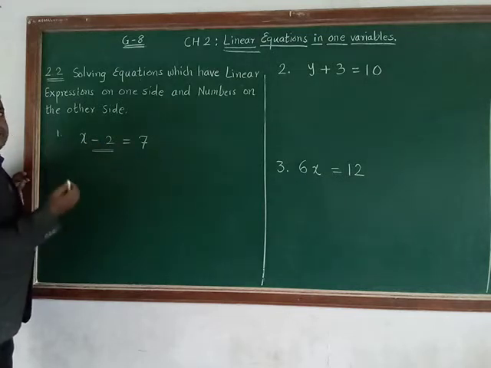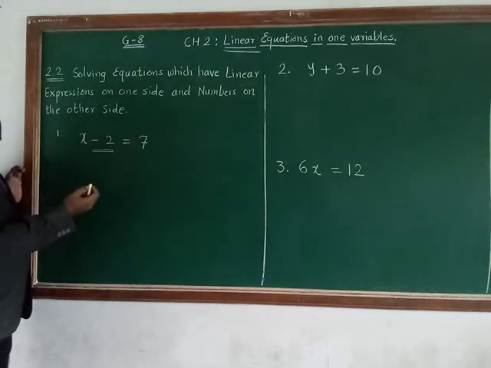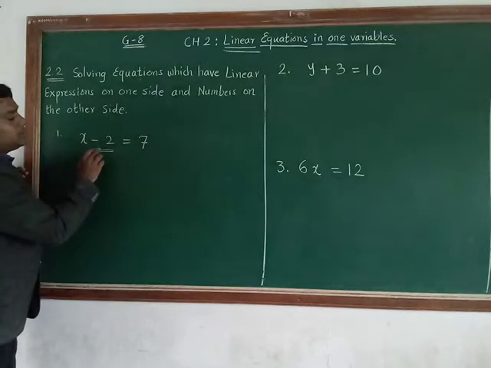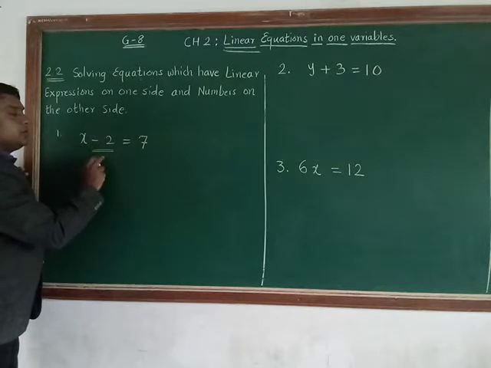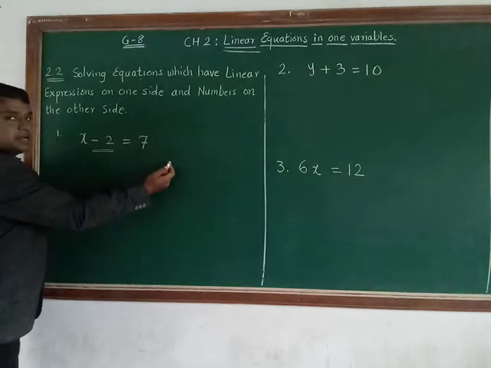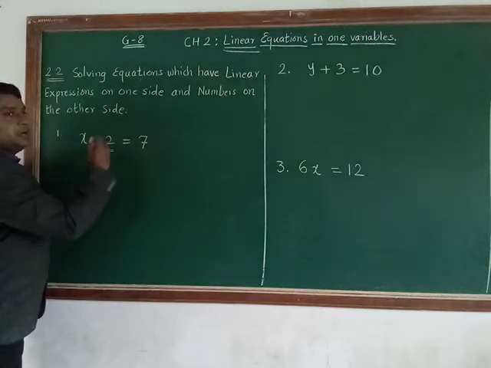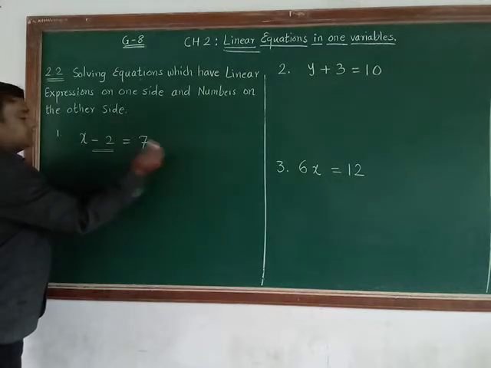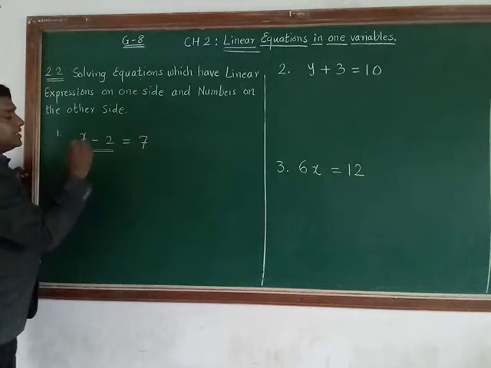As we know the rule, we learned about the rule earlier. Minus 2 is the number here. Whenever that number goes to the right hand side, or is transposed to the right hand side, it will become plus, or positive. So let us transpose that number.